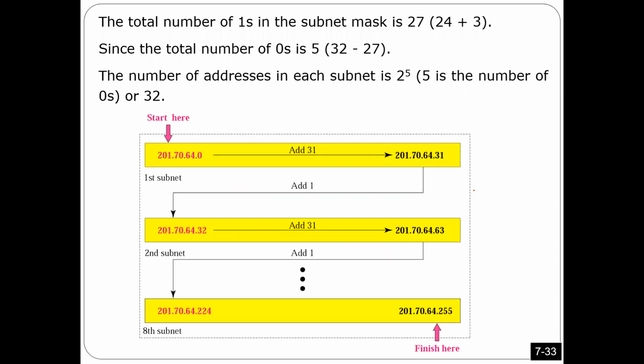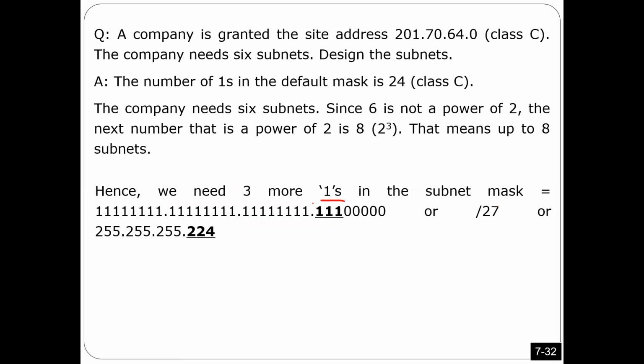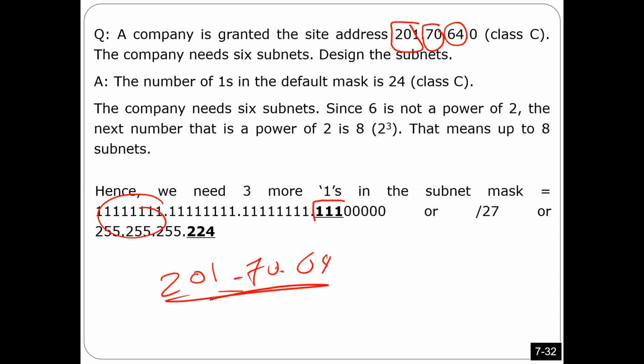That okay? So let me elaborate to understand exactly what I want to say. It's very simple. This part, this byte, is fixed for all the computers. I'm not going to change it. So I have here 201.70.64. This is fixed. I'm not going to change it. Now all I'm going to change is only this byte.